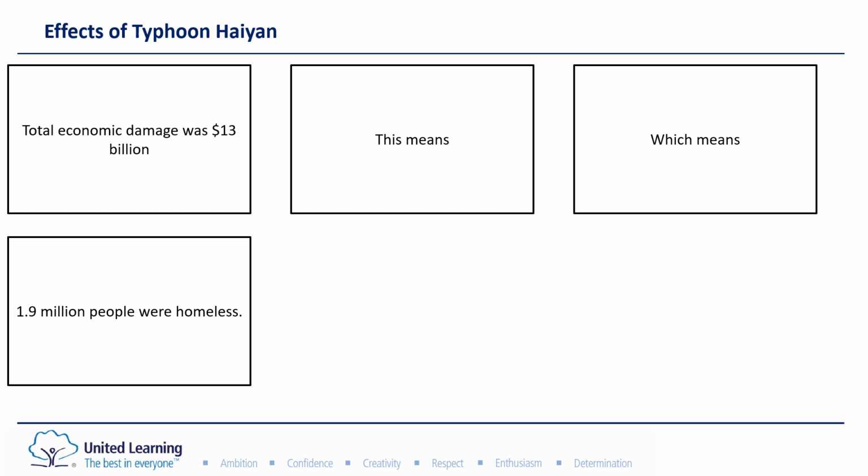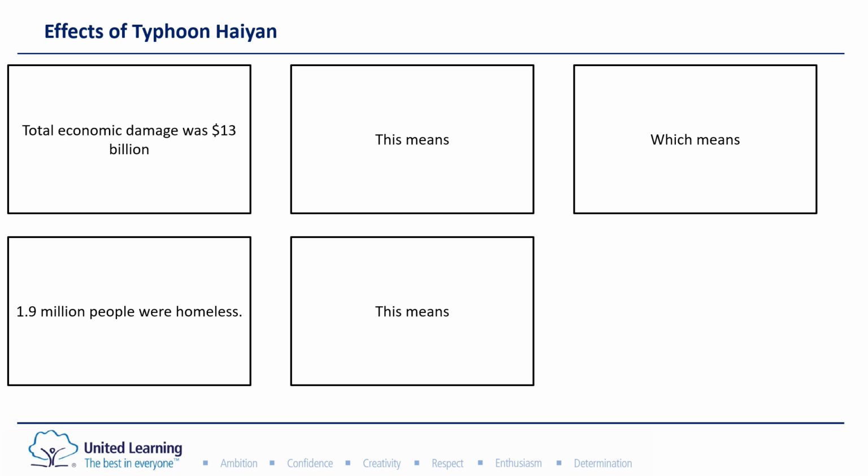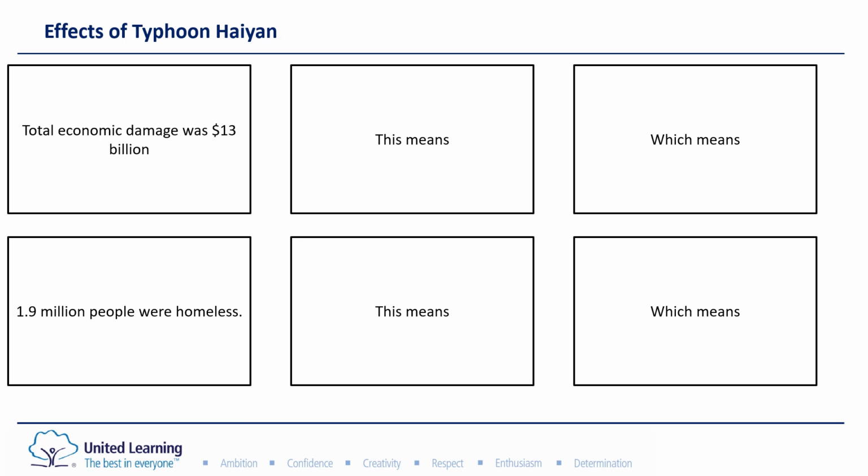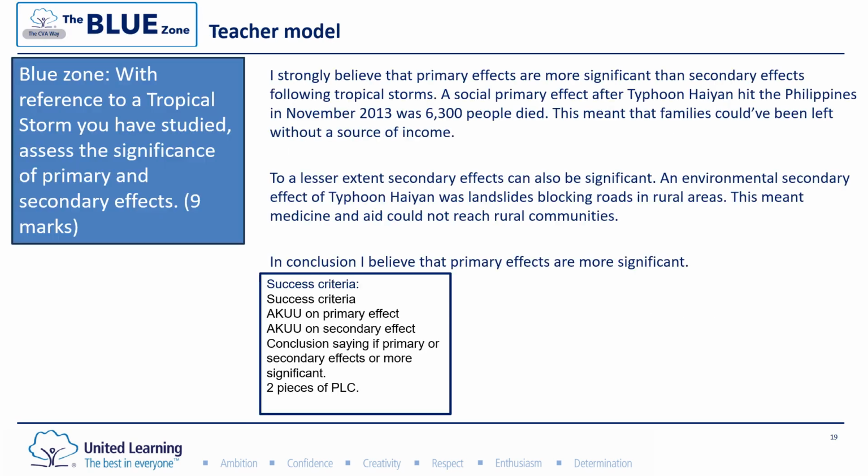To a small extent, secondary effects of tropical storms are significant. You might say, for example, 1.9 million were homeless. And you think, what does that mean? Oh, people get sick, which means more people die. And then you have a conclusion. Okay? So here's a model. It's not perfect, but I'll just show it to you.